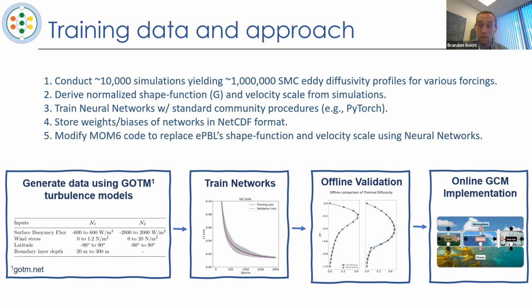The training procedure is all very standard, using sort of the community software and community procedures, things like PyTorch. Now, one of the key points that I need to point out is actually how we're going to implement this in MOM6. And the way he's come up with for doing this is that we're actually going to then store the weights and biases of the networks in netCDF files. And then we've simply modified the MOM6 code with Fortran code that's able to reproduce the neural network predictions. And we plug this right inside of EPBL in MOM6, and we replace the original shape function and velocity scales. And so you can see actually at the bottom an example of some of the offline validation. That's the third panel from the left there, where in two very different cases, it's able to do a nice job reproducing that eddy diffusivity profile.